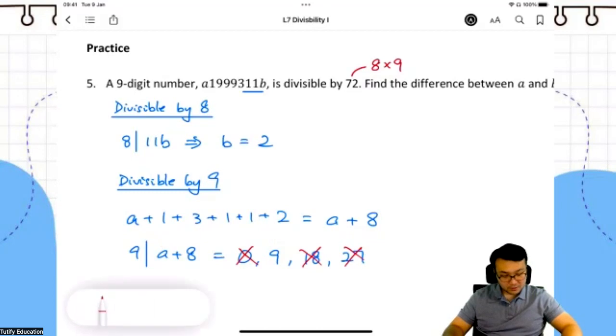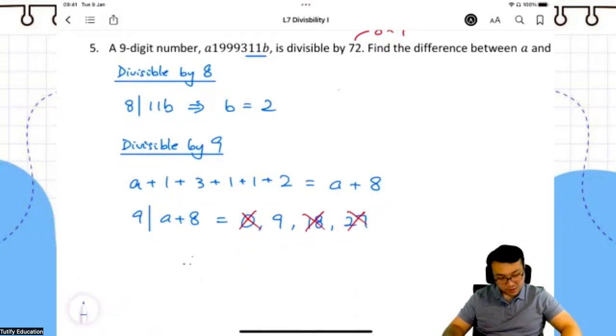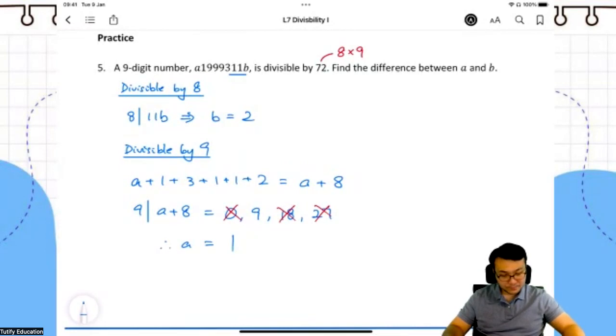Okay, so therefore, what is the value of A? 1, because 1 plus 8 is 9, okay? Therefore, A equals 1. What is the question asking you? Find the difference between A and B. So, what is the difference between A and B? 1. Correct. Well done, Alistair. How do you find this question? Doable? Easy. Okay, good job. Anyone has any questions? Raise your hand.